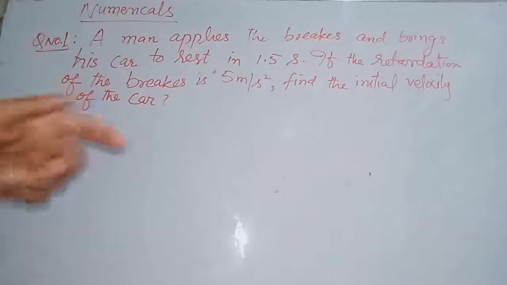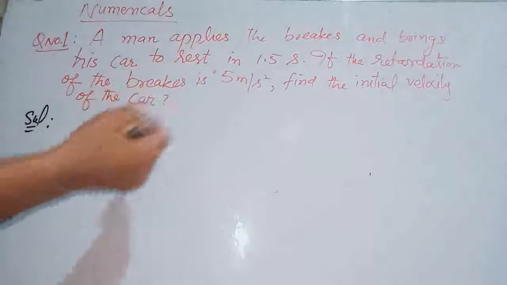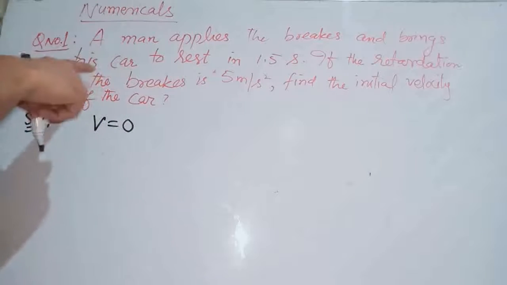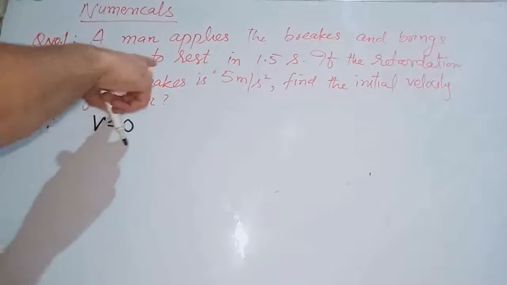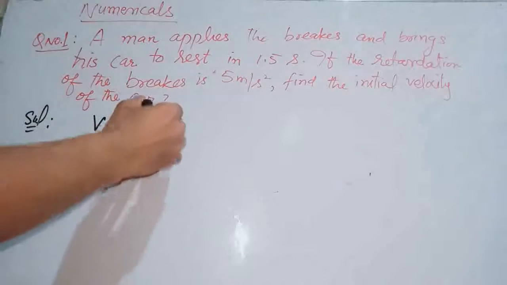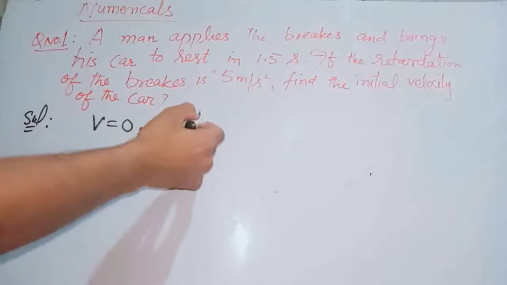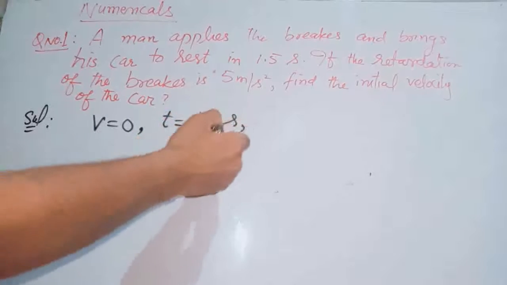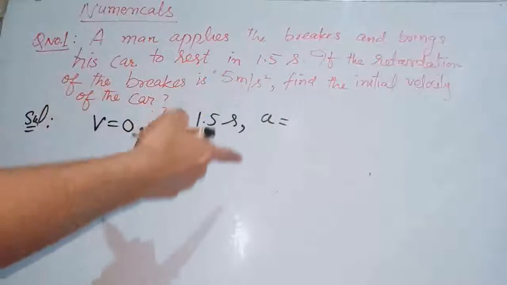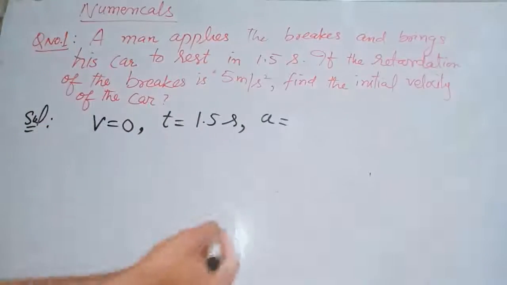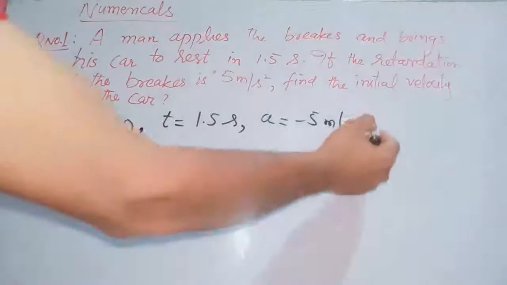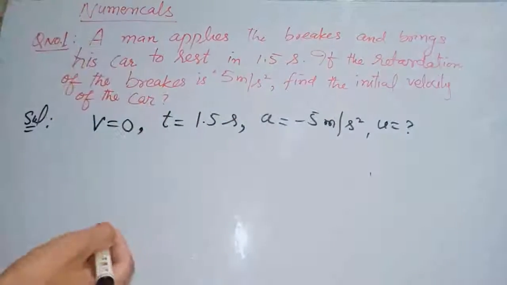So we can write the given data. Here we have given that v is equal to 0, because final velocity will be 0 as the car will be at rest when the brakes are applied. Here t is also given, which is 1.5 second, and a is also given, 5 meter per second square, but this is in minus because this is retardation. We have to find u. This means that we have to find the initial velocity.